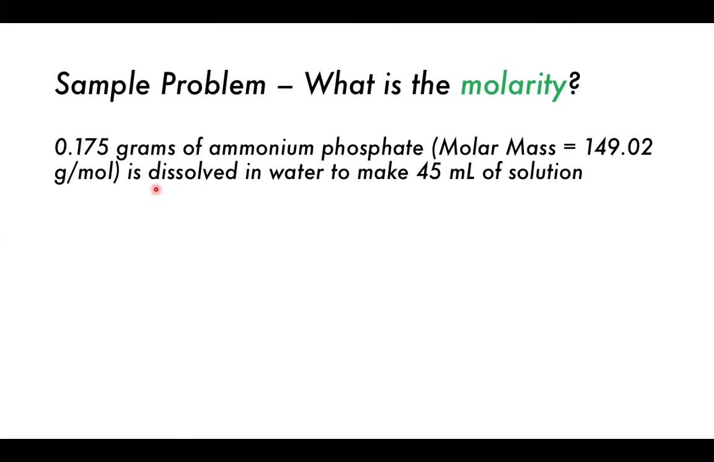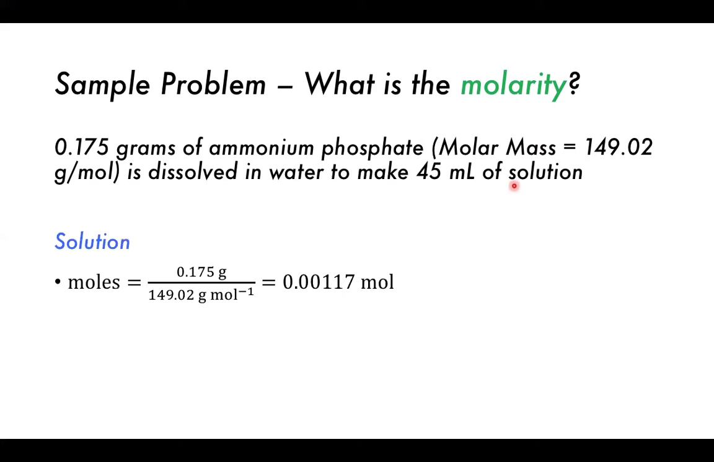So if we have this problem where we have 0.175 grams of ammonium phosphate, which has a molar mass of 149.02 grams per mole, and it is dissolved in water to make a 45 milliliter solution. So the first thing that we do is we find out how many moles this is going to be.